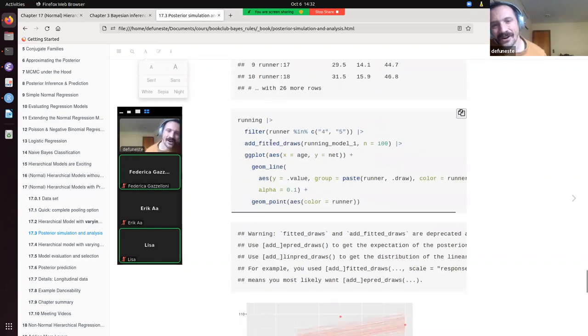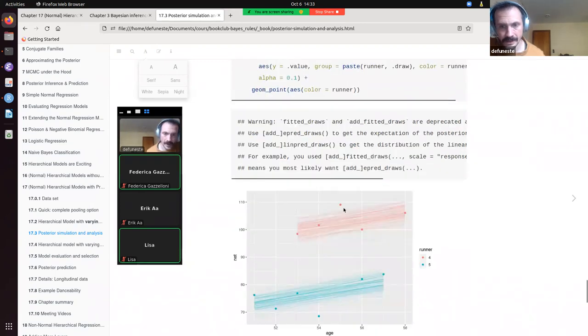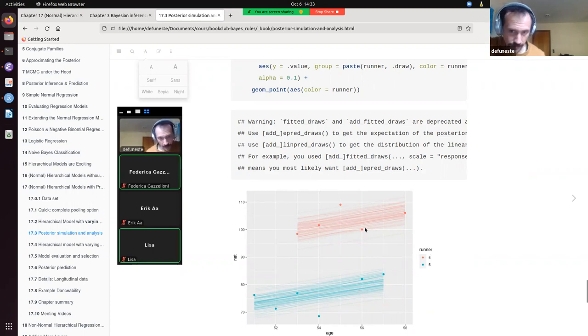Okay. So if we now take two runners, like runners 4 and 5, and just draw 100 possible simulations from our MCMC, we get this result. So we have runner 4 and runner 5, and you can see an example of what we are drawing from our MCMC relative to the data we have. So it covers the variability, I guess.